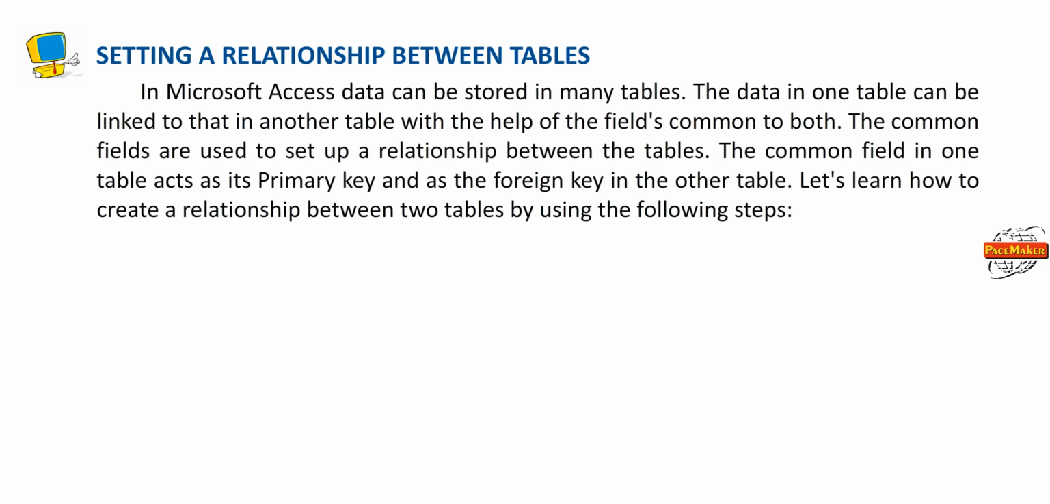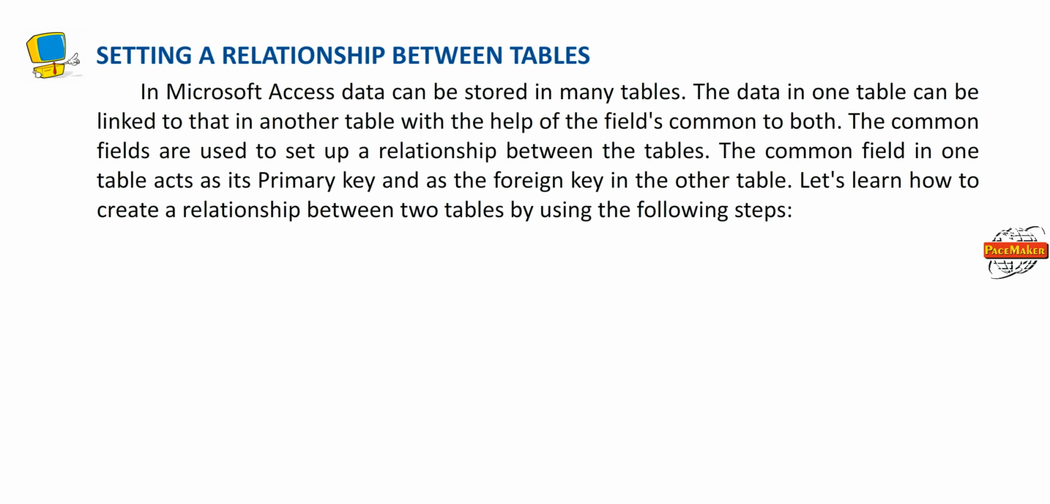In Microsoft Access, data can be stored in many tables. The data in one table can be linked to that in another table with the help of the fields common to both. The common fields are used to set up a relationship between the tables. The common field in one table acts as its primary key and as the foreign key in the other table.